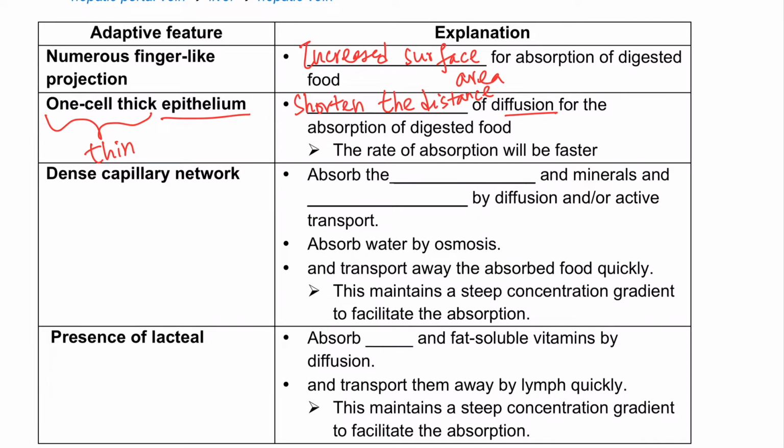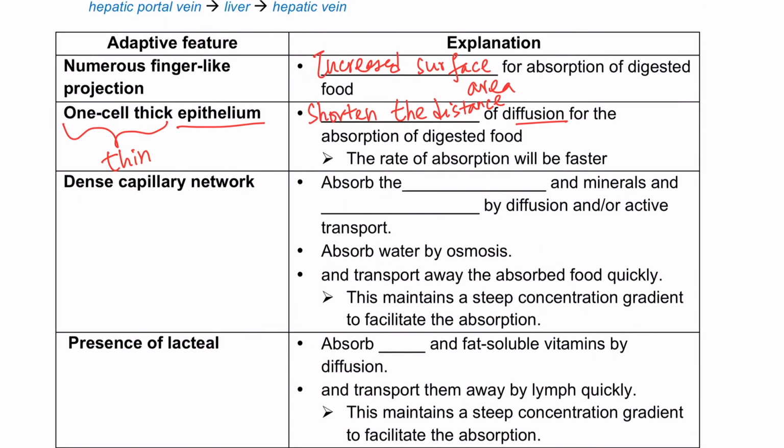Next is, you can see there are a lot of blood capillaries, right? So that the glucose or monosaccharides and amino acids and minerals and all the other water-soluble food substances, such as water-soluble vitamins. In grade 9, you should know that vitamin C is actually water-soluble. They can be absorbed into the blood by means of diffusion and active transport.